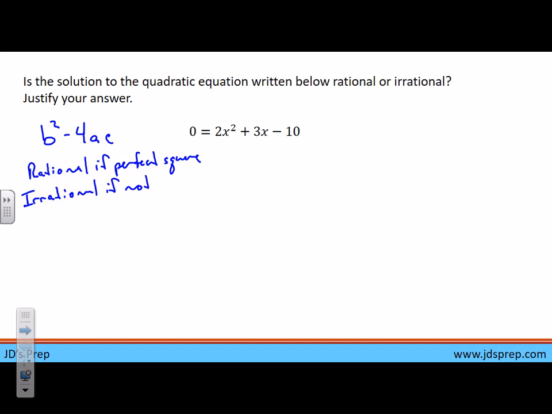So all we need to do in order to answer the question is to take the values of a, which in this case is 2, b, which is 3, and c, which is negative 10, and plug them into the discriminant b squared minus 4ac. If I do that, I'm going to have 3 squared minus 4 times a, which is 2, times c, which is negative 10.